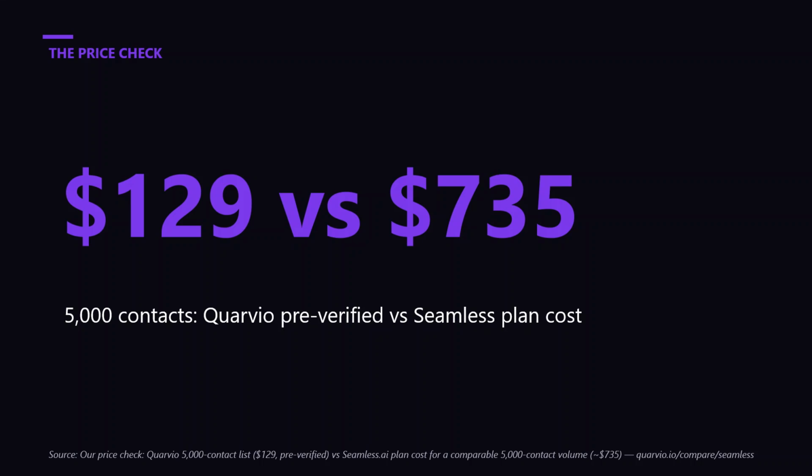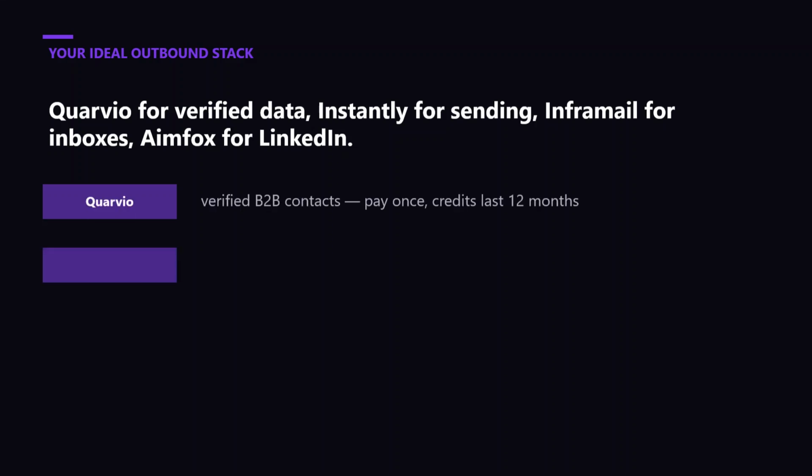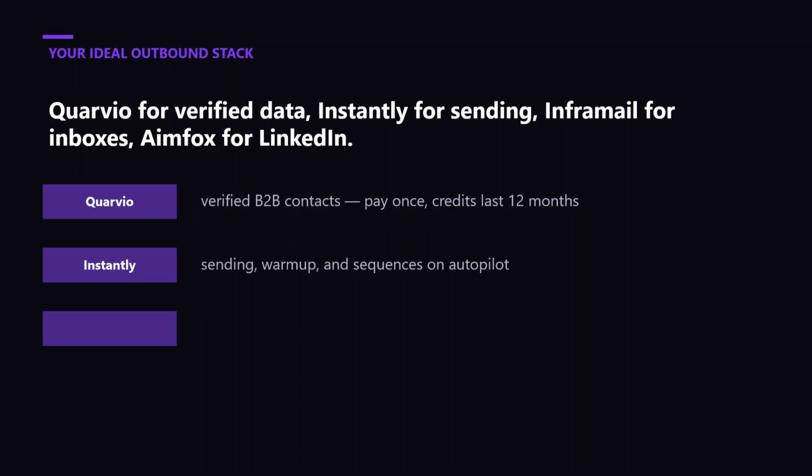Our verdict: Seamless is a real-time prospecting engine with a 5-seat floor and a credit meter dressed up as unlimited, genuinely useful if you need live search inside a sales team's daily workflow, expensive and roundabout if all you need is a verified list to feed a sending tool you already run.